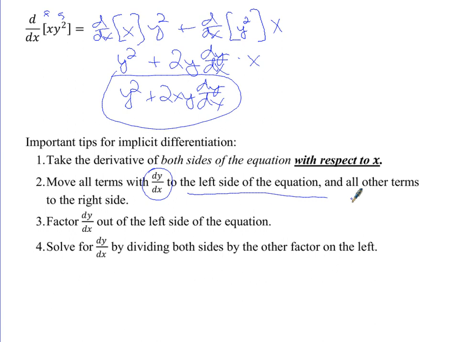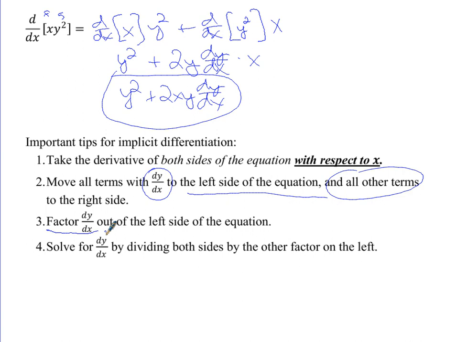I suppose you could move it to the right side of the equation if the situation made sense to do that. But basically, you want to get all the dy over dx's on one side of the equation. All those terms that have that in it on one side. All the other terms on the other side. So in this case, on the right side. Then factor out the dy over dx from all those terms on the left side. That will be a GCF that you can factor out.